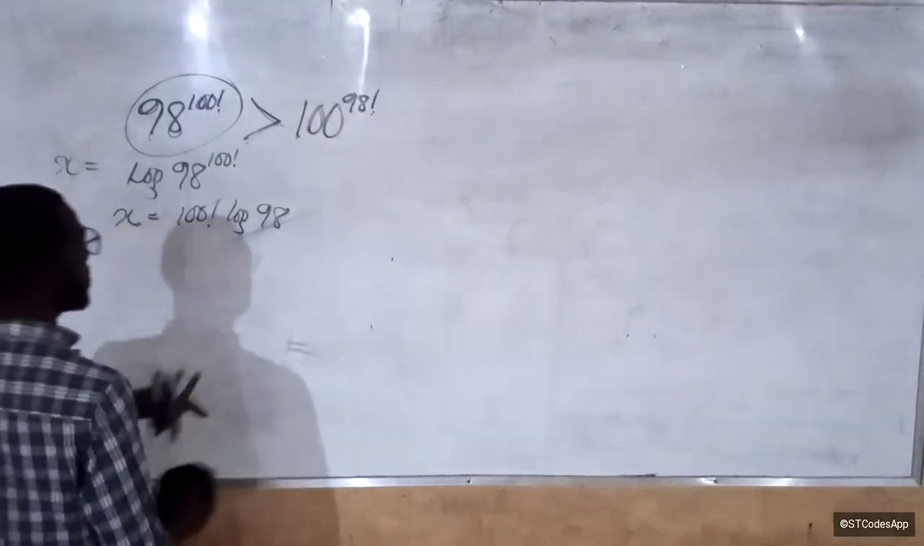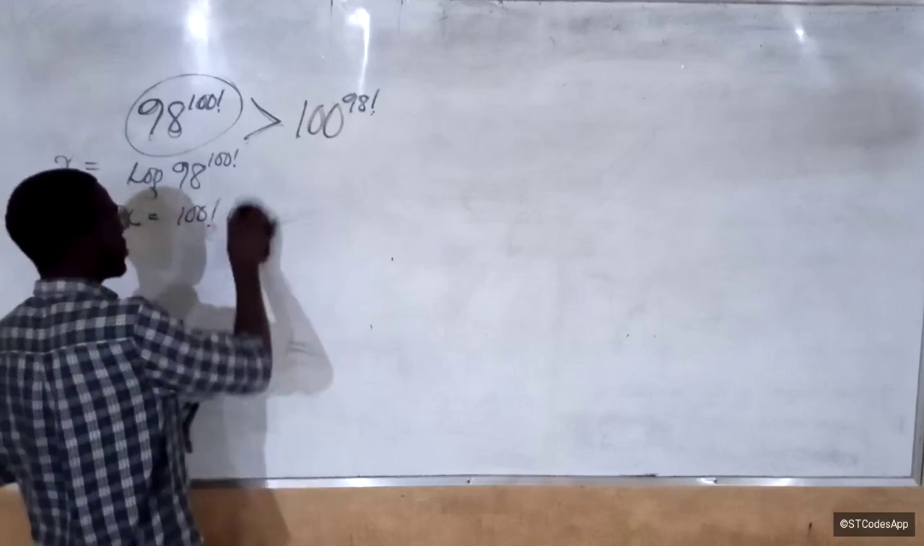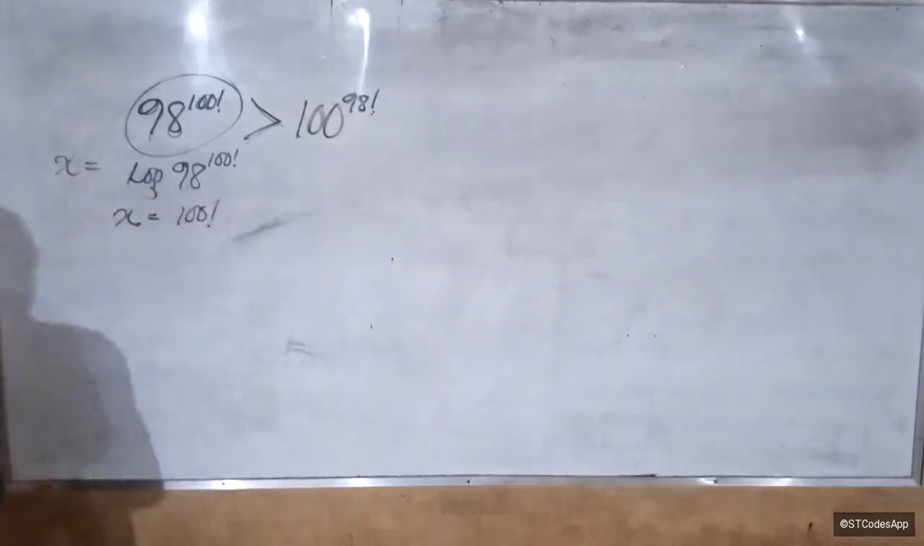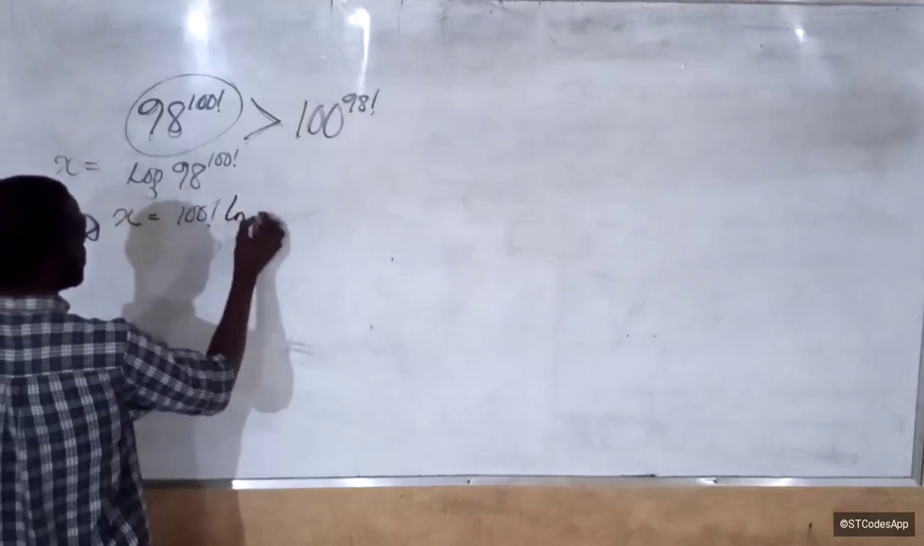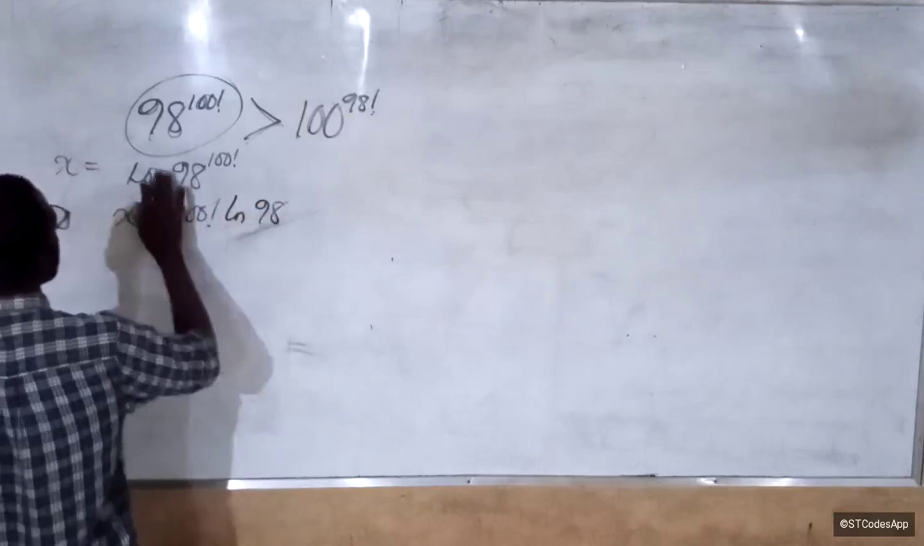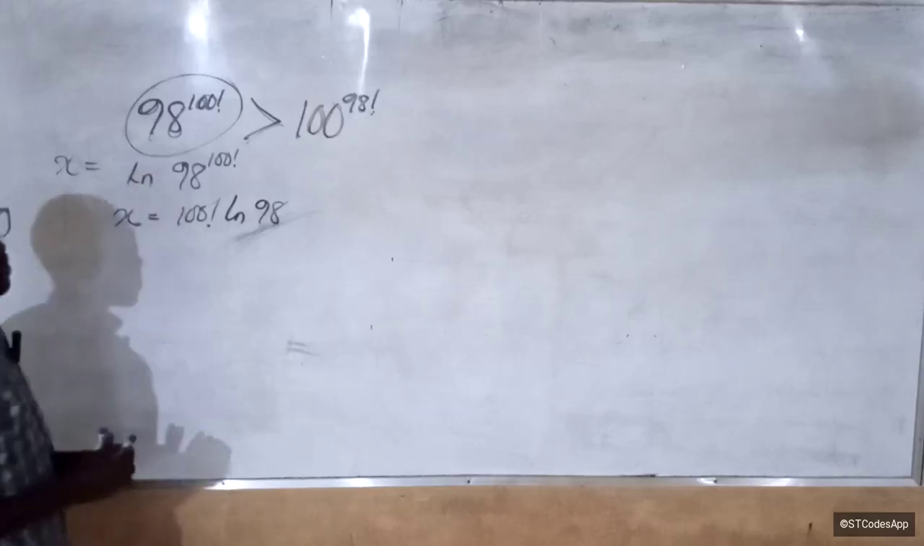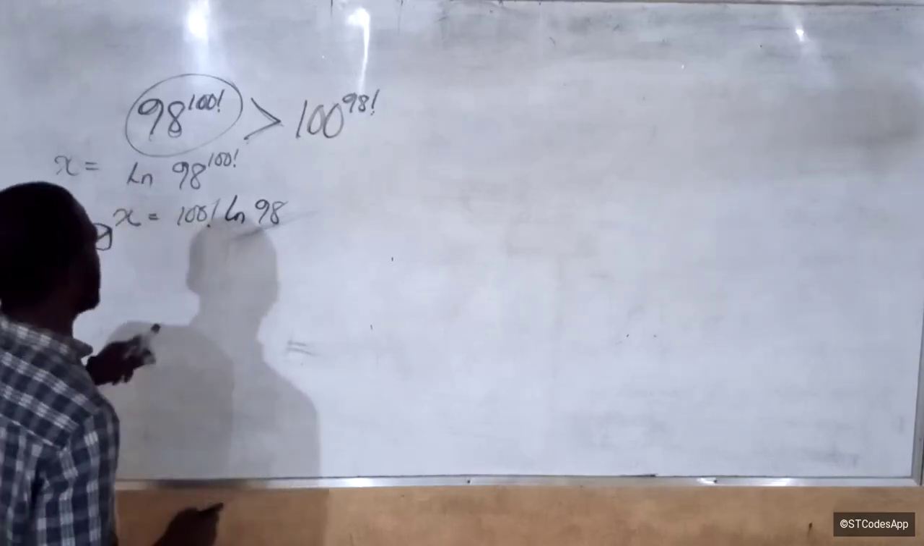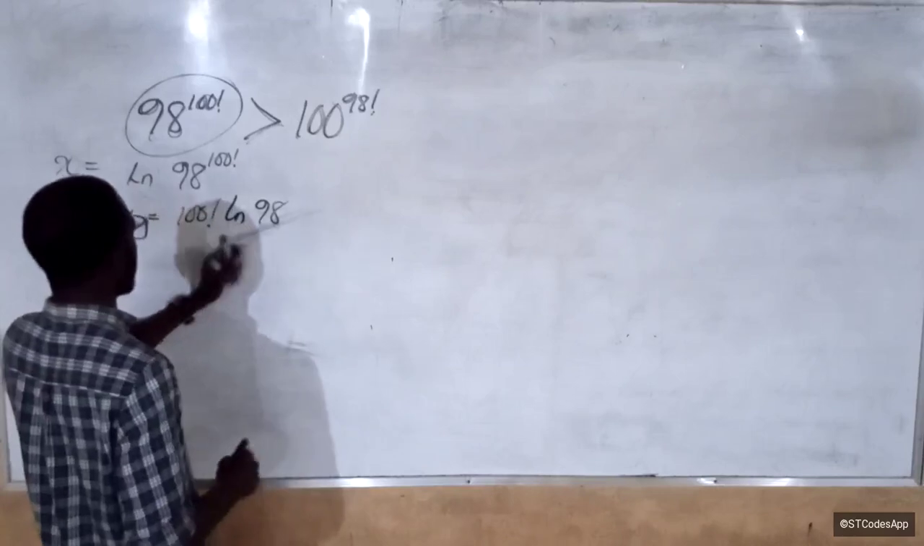I want us to use natural log because log could be to any base. So let's use natural log. So that will be ln 98. Here also we are using ln. Alright, so we have expressed this in logarithmic form.